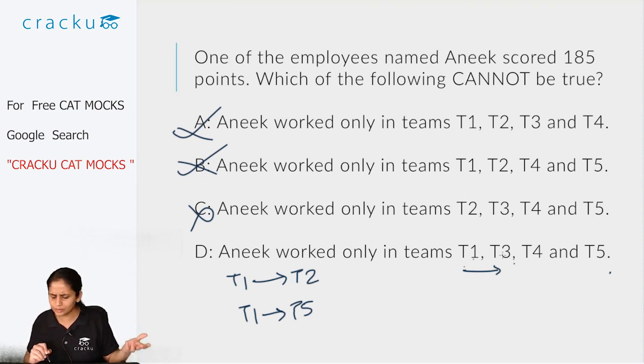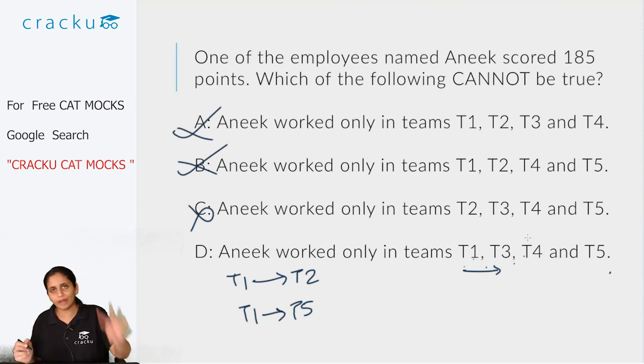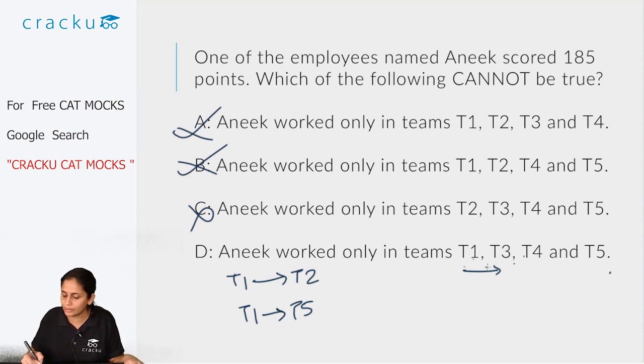So as a result, you cannot have gone from T3 to T1 to T3, and you have to work on 4 challenging projects. So essentially it can't be that you worked on T3, T4, T5 and then went to T1 as a regular employee, because if you went to T1 as a regular employee, you would not work on 4 challenging projects. So option D is impossible. Therefore, option D cannot be true.